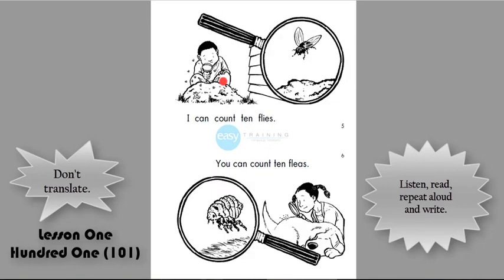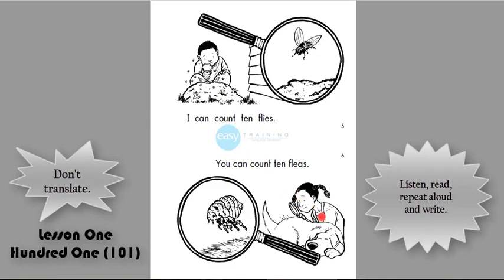Here is the boy counting flies. This is a fly. Do you like flies? I don't like flies. And he says, I can count 10 flies. This boy can count 10 flies. Do you see the flies? Well, they are too small in this picture, but he can count 10 flies.